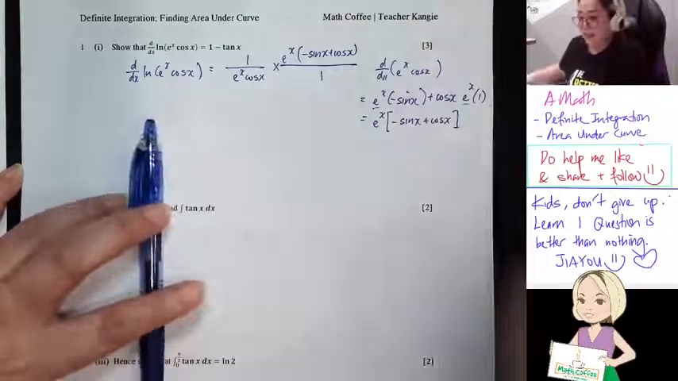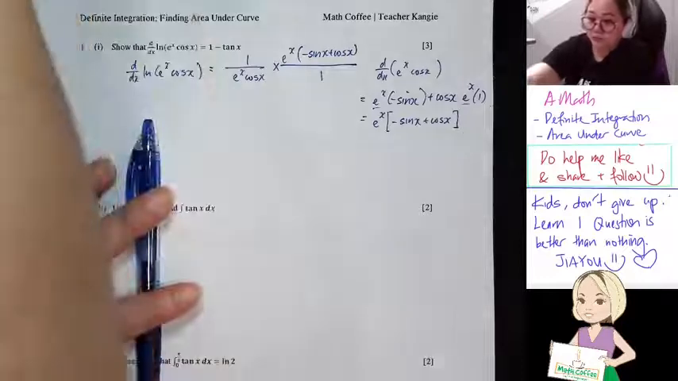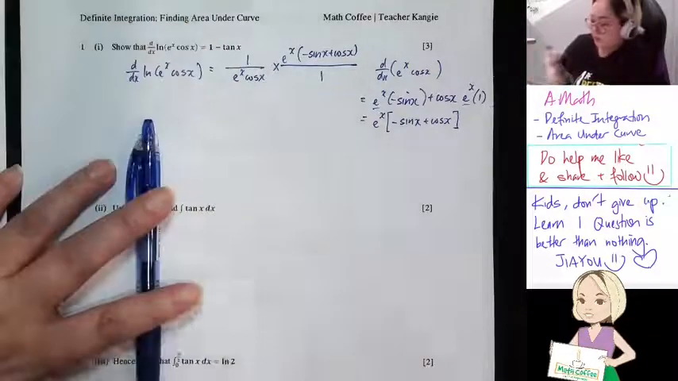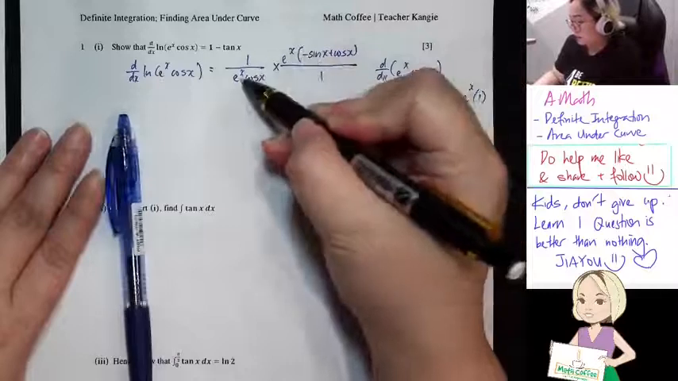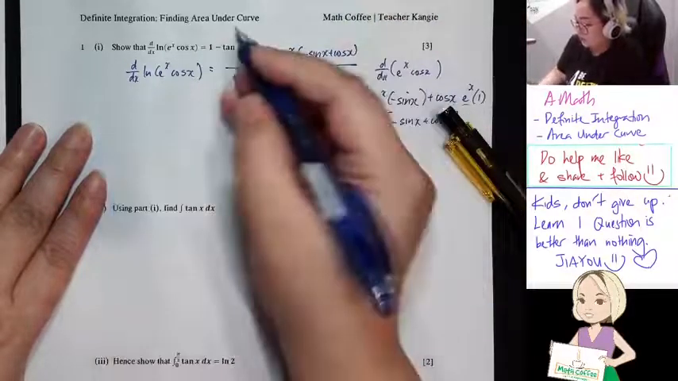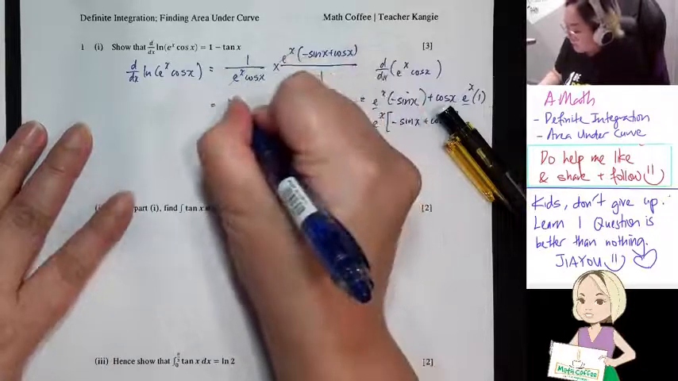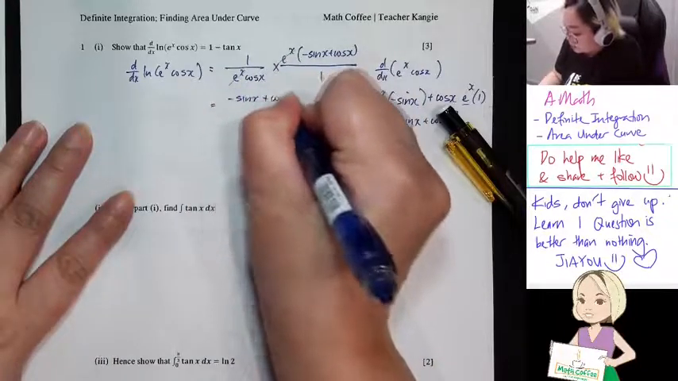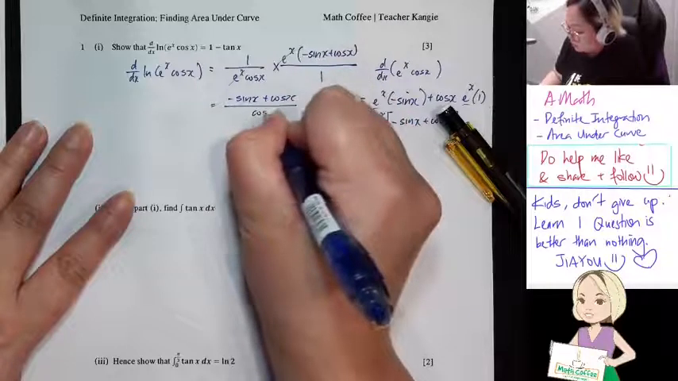And you can see that we can actually cancel the e to the power of x. So I'm left with minus sine x plus cosine x over cosine x.